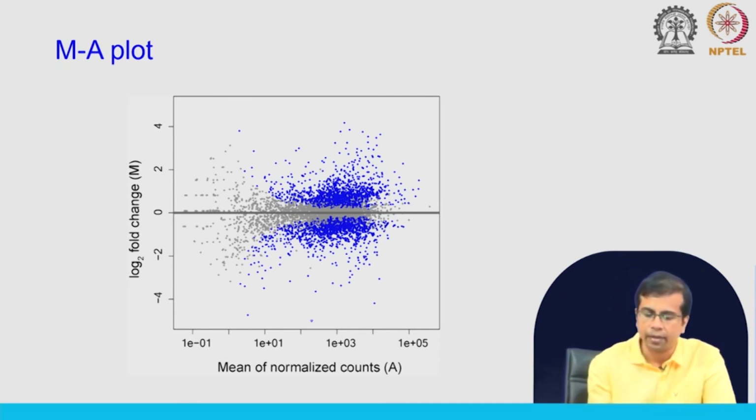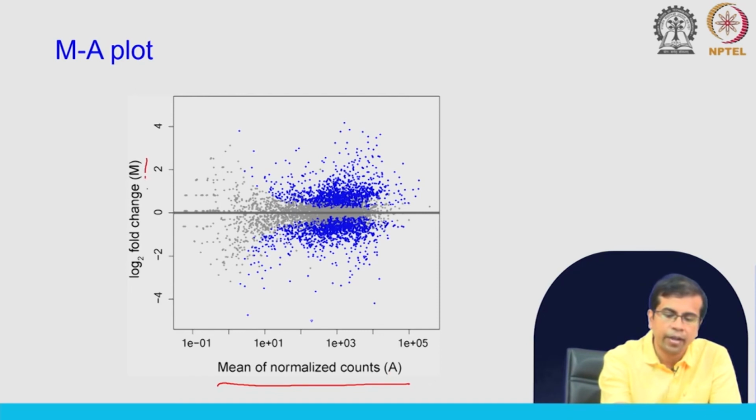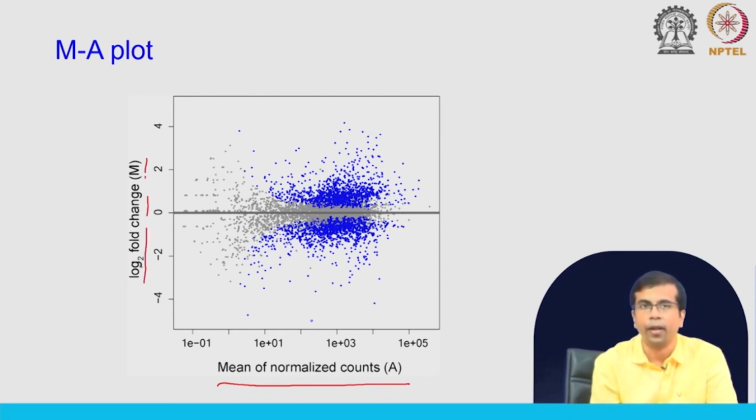On the x axis you have the mean of normalized counts, or the A values, right. This is the average value, and then along the y axis you have the log2 fold change, or M, okay. As you can see, the log2 fold change can be positive or negative, and we have actually discussed this scenario, right. A positive change would mean the gene is overexpressed in the G4 sample, and a negative change would mean this gene is underexpressed or shows lower expression in the G4 sample compared to the G1 sample, okay.